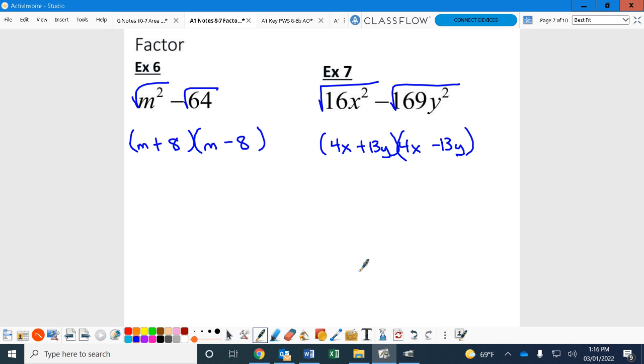Okay. Questions, concerns, anything? Anybody see anything that's throwing them off on this? This is very easy. There's no work on these. It's just straight to an answer. There's no checking. If it's subtraction and they're perfect squares, it always works. Okay, let's keep going.